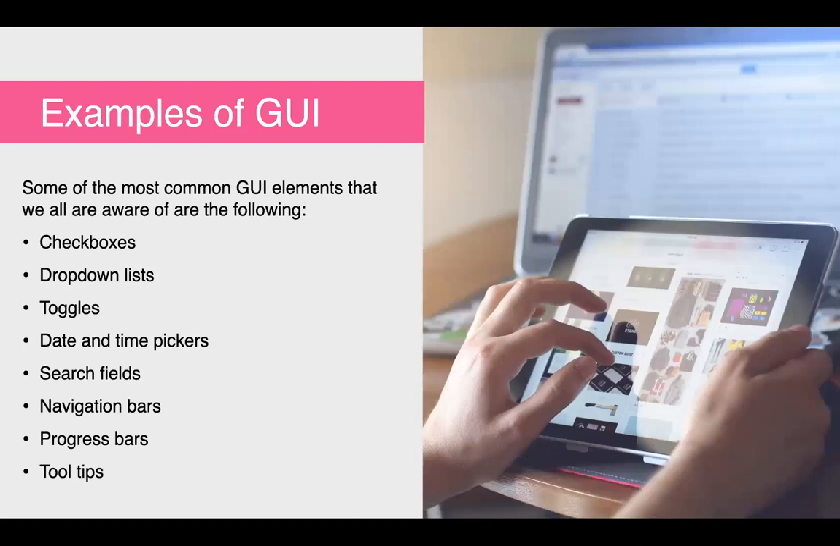Some examples of GUI elements are checkboxes, dropdowns, toggles, date and time pickers, search fields, navigation bars, progress bars, and tooltips. All of those are included in GUI. Even though we've gotten used to it, imagine a monkey who wants to buy clothes or eat something online. He needs to learn how to hold a mouse and how to type. All this prior knowledge that a monkey needs to learn, those are GUI.